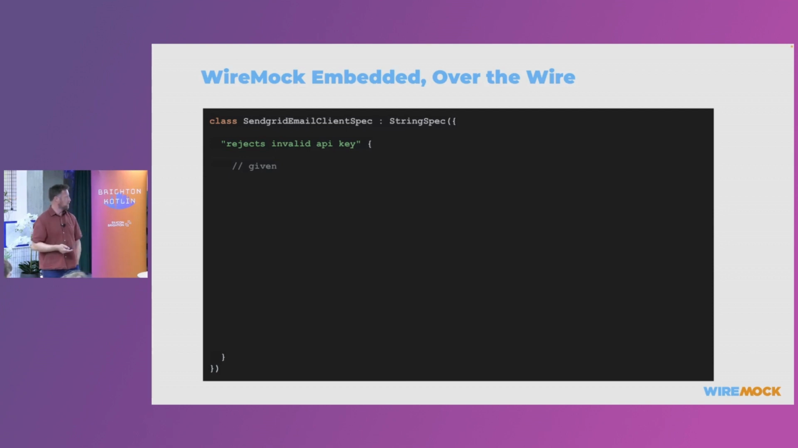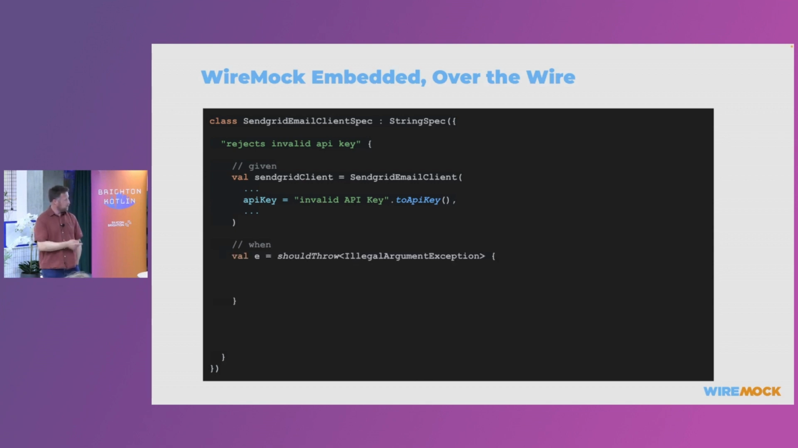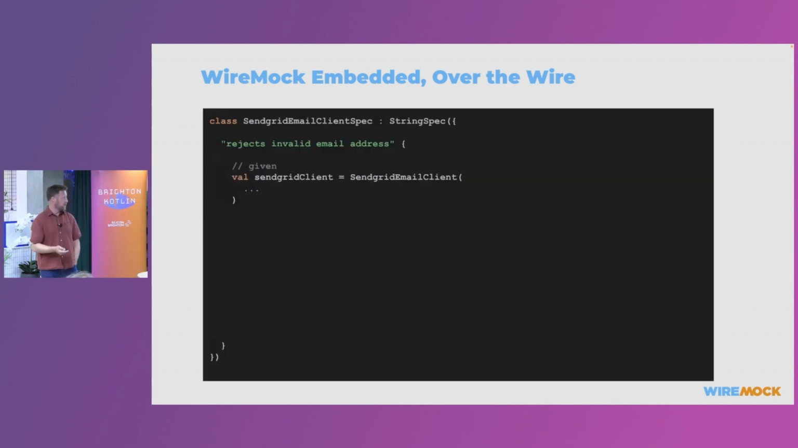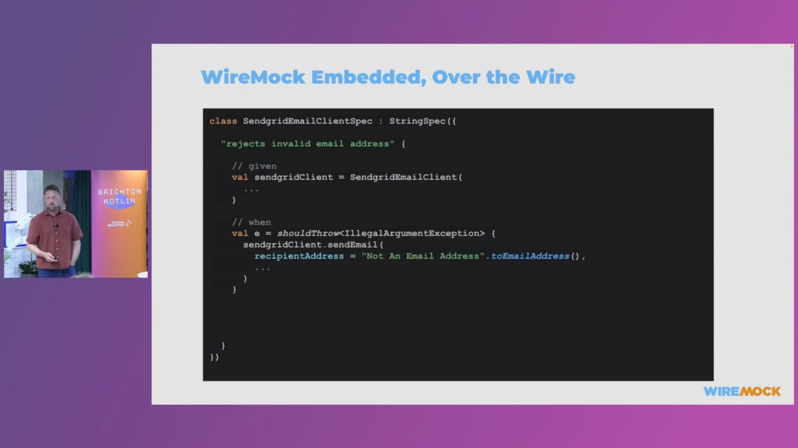Okay, we're going to check that we reject an invalid API key. So we set up our client with the invalid API key, and then we say we expect an illegal argument exception when we send an email using that client because it's got the wrong API key. Then we can assert that the message should be the 401 saying no token or invalid token. We can do the same for the invalid email address. Again, this time we'll set up the client with the correct API key, but we'll send an email with an address that isn't an email, which should fail the JSON schema check. So again, we assert that we got the right message back in the exception's message.